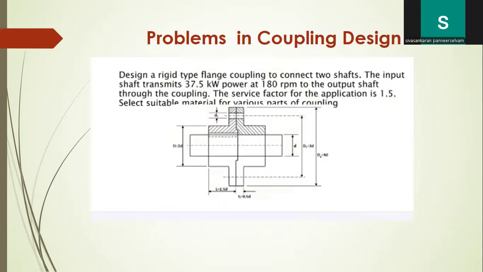Consider a rigid type coupling which is used to connect two machine shafts. The input shaft transmits 37.5 kilowatt power at a speed of 180 RPM to the output shaft through the coupling. The service factor for the application is 1.5. Select suitable material for various parts of the coupling and estimate various design parameters. Here they have given the power, the speed of the shaft, and the service factor, according to the torque transmitted by the shaft. Now we have to find out the remaining dimensions of the coupling design. Let us see.